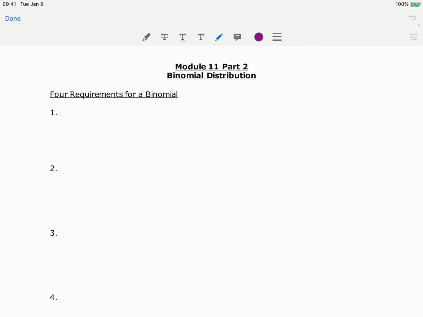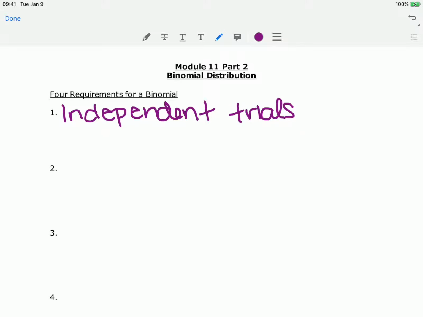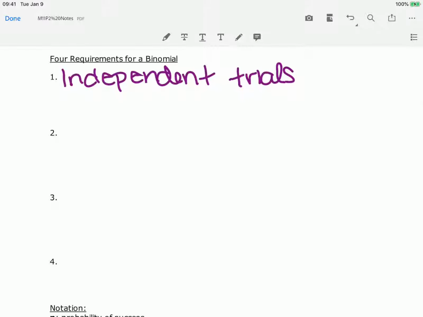Those requirements are independent trials. That means knowing the outcome of one trial does not give you any information about what's going to happen with the next trial. The second requirement is you need to have a fixed number of trials.